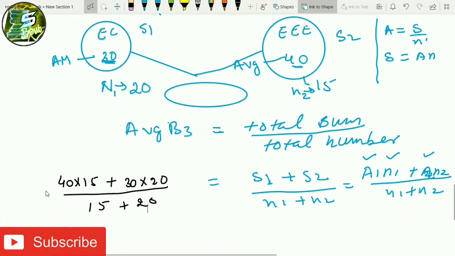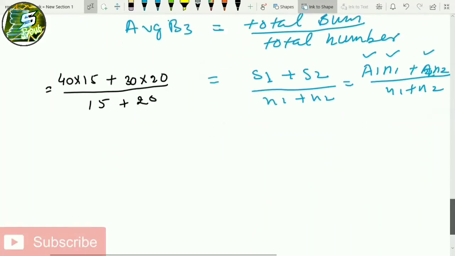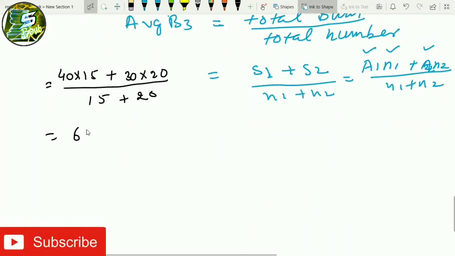Whenever I talk about this part of the story, my job is to make sure that you reach the last part of the story. So let me come back to the calculation of it. 40 into 15 will be nothing but 600. And 30 into 20 will again be 600 only.